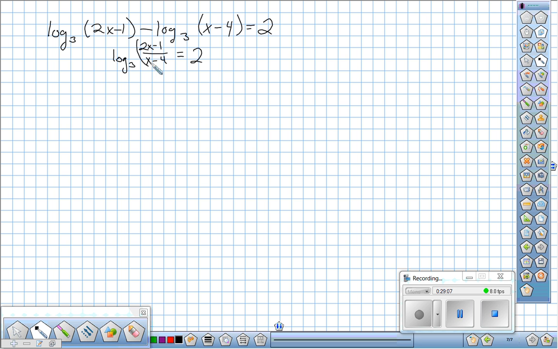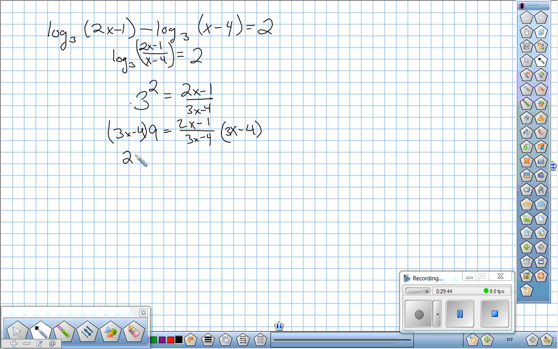And then I have to remember that I now have x's that I'm taking the log of, so I'm going to rewrite it as an exponential equation. 3 is my base, 2 is my exponent, equals the stuff that I was taking the log of, 2x minus 1 over x minus 4. Okay, 3 squared is 9, so I have 9 equals that same stuff. I don't like x minus 4 on the bottom, so I'm going to multiply both sides by x minus 4.